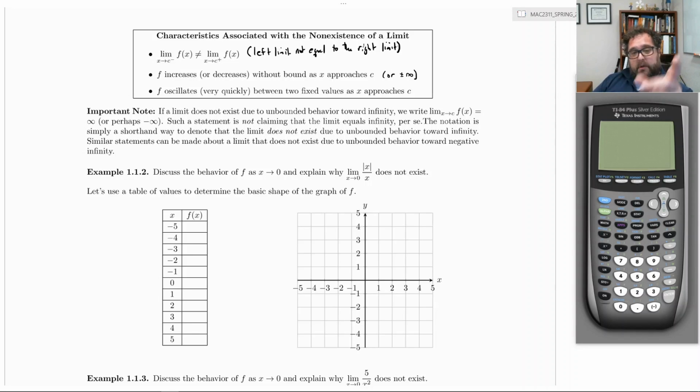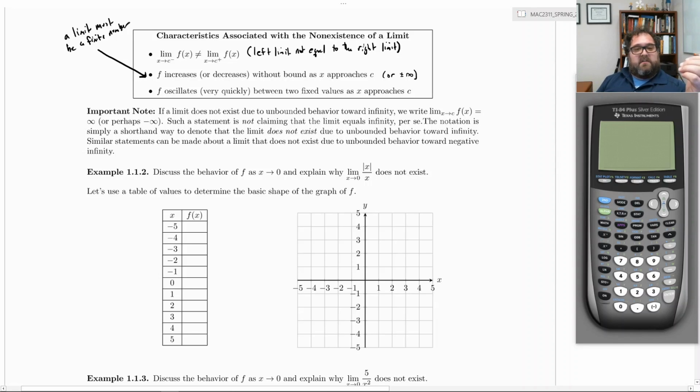Okay? Bullet point 2. If f, the function, increases or decreases without bound as x approaches c, or in the case of an infinite limit, as x approaches positive or negative infinity, then that means the limit does not exist. Why? Now, why is bullet point 2 important? Or where does that come from? This comes from the fact that a limit must be a finite number.